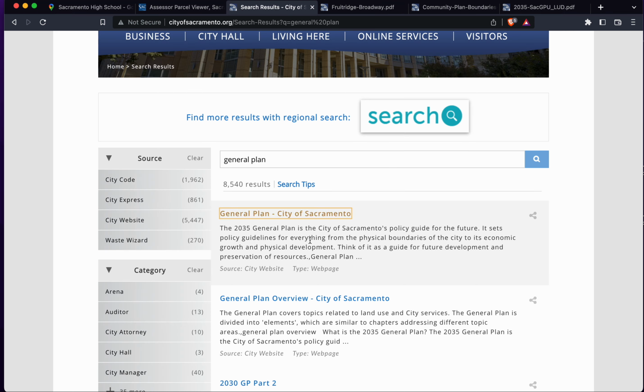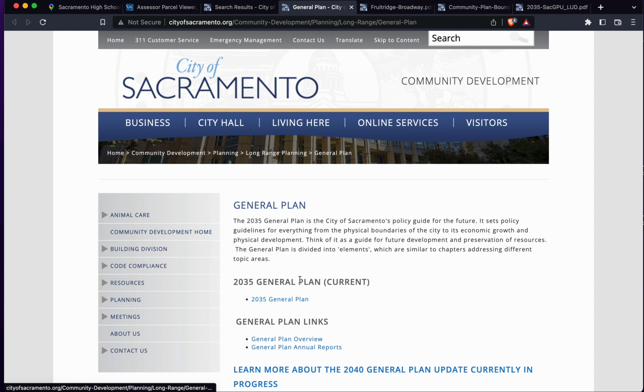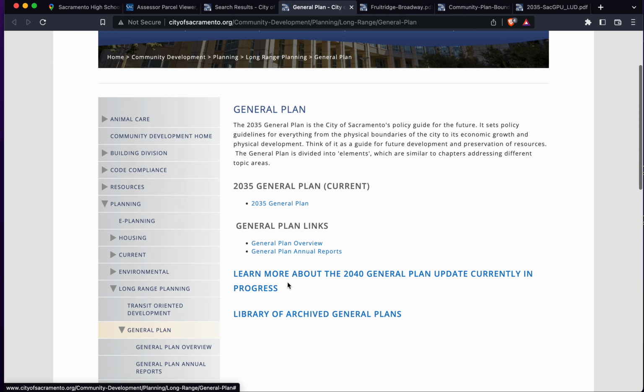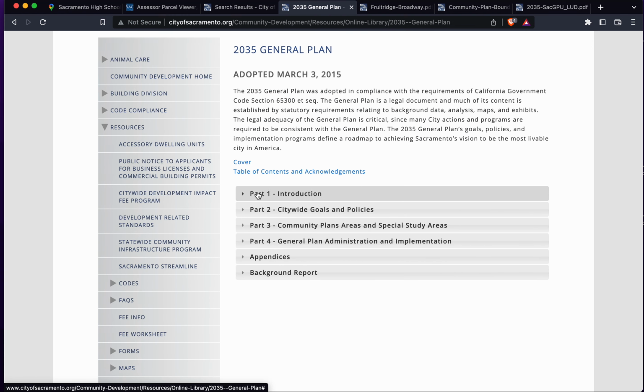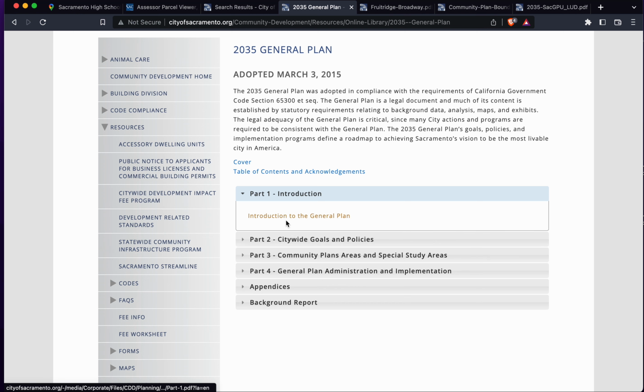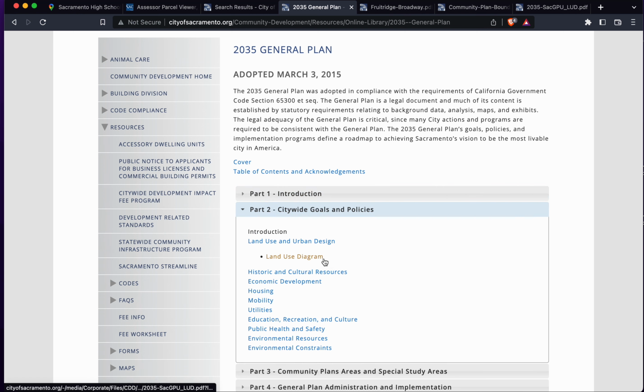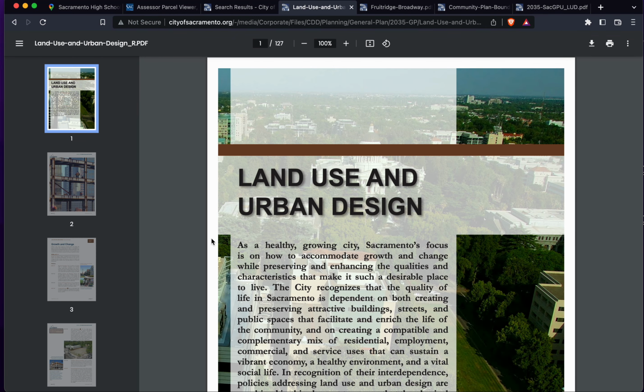So let's go back to City of Sacramento, general plan, and where would we find, click general plan again, where would we find the definition of urban corridor low? This is introduction, this is land use here, mobility, education, public. Doesn't look like there's anything here. But oh, here it is, land use and urban design. So we click that, and again it's going to load a large document. So I hope you have fast internet.